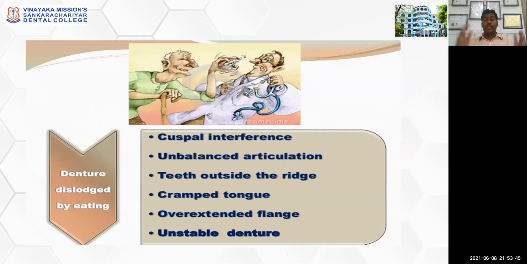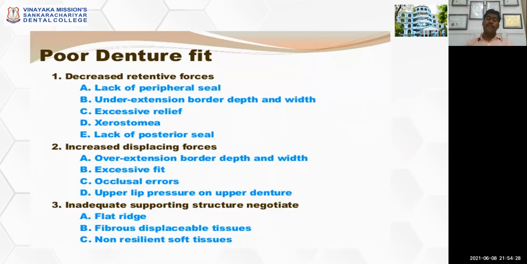Now, I told you the poor denture fit can be due to decreased retentive forces, increased displacing forces, or inadequate supporting structures which you have to negotiate. Especially in cases of flat ridge, which is Atwood's type 5 and type 6, you will have to think of certain surgical pre-prosthetic procedures such as vestibuloplasty and alveoloplasty. Vestibuloplasty, if you do not have enough amount of sulcus; alveoloplasty, if you have any extraction sockets remaining. All these fibrous tissues should be removed, and it should be made firm and non-resilient, instead of resilient soft tissues.